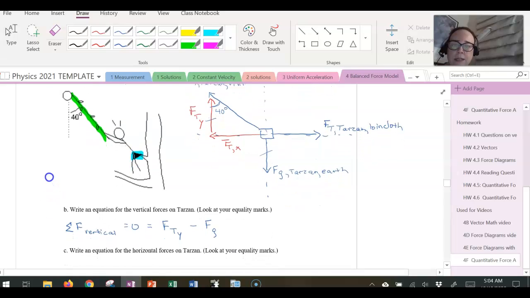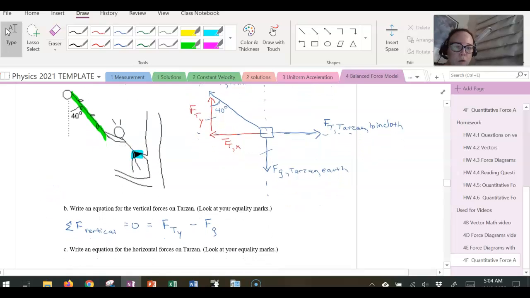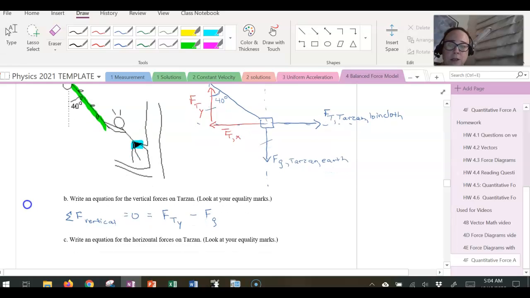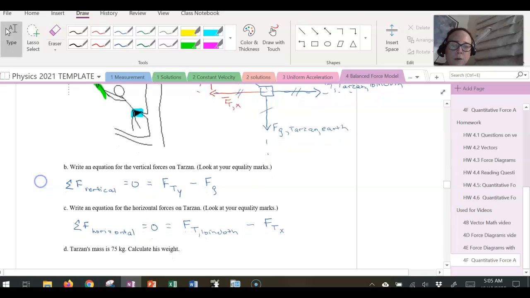Okay? And then it says write an equation for the horizontal forces. Well, again, I know that they have to equal 0 because overall in the whole situation all forces have to add to 0. And again, there are only 2 horizontal forces, and so I'm going to put congruency marks on them. And if I wrote the equation, it would be that the tension force being exerted by the loincloth minus the x component of that other tension force has to equal 0.